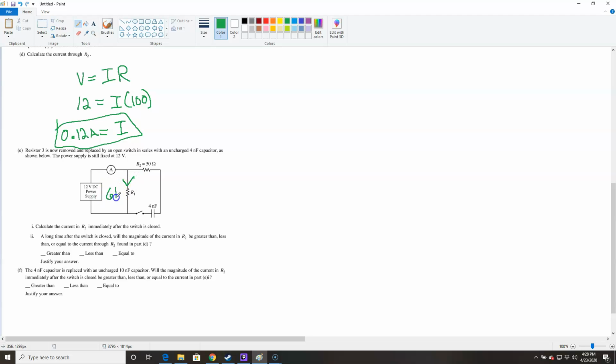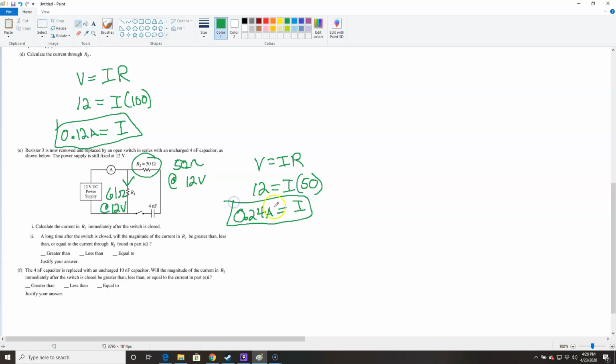This is 61 ohms at 12 volts. This line here, that is 50 ohms at 12 volts because the voltage does not split. V equals IR, so the 12 volts, instead of being across 100 ohms of resistance, is now only across a total of 50 ohms. Total current will be 0.25.